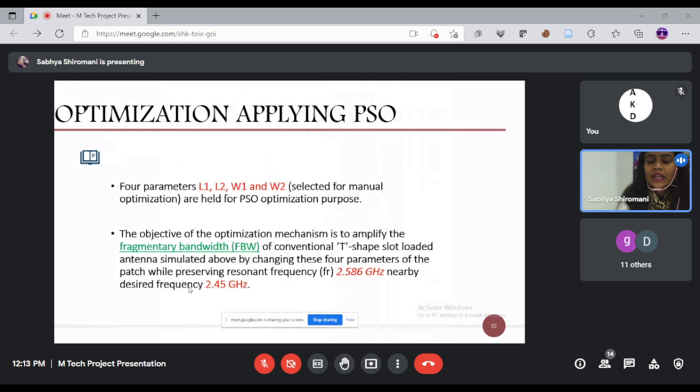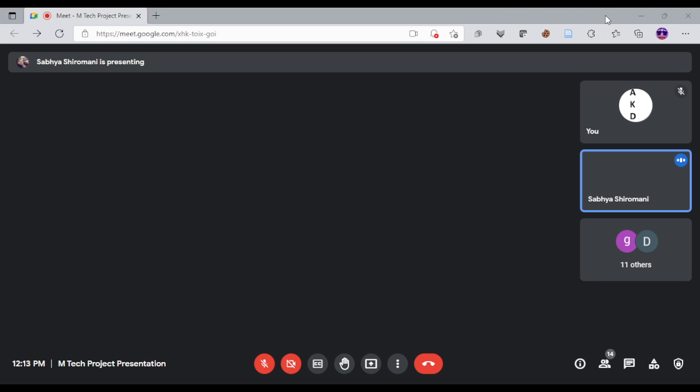So we will be carrying out the same parameters. Those 4 parameters which have been selected in the manual will be carried over here, and what we will be amplifying is the FBW of the conventional T slot by keeping the resonating frequency near to 2.45 gigahertz. So for that, I will be performing PSO in the coming days, and thereafter curve fitting.